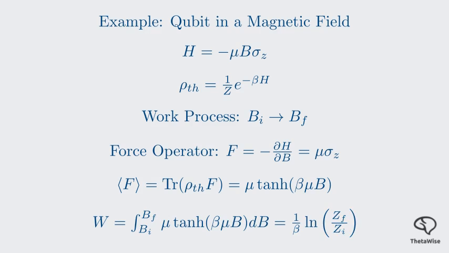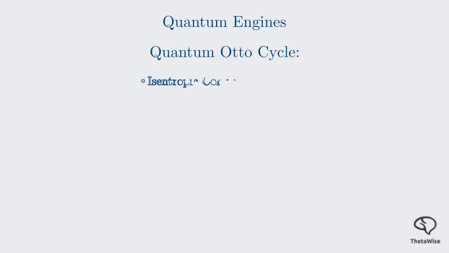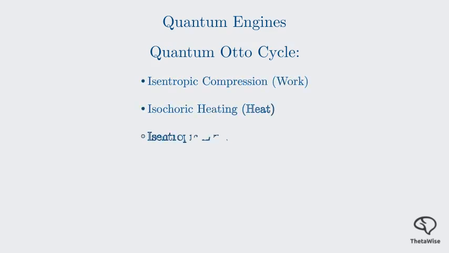Just as classical thermodynamics has engines, quantum thermodynamics has quantum engines. These are devices that convert heat into work at the quantum scale. A quantum engine operates on a cycle, just like a classical engine. It absorbs heat from a hot bath, performs work, and rejects heat to a cold bath. A common model is the quantum Otto cycle, which is the quantum analog of the classical Otto cycle. The quantum Otto cycle consists of 4 strokes. 2 are isentropic, where the system is isolated and work is done by changing the Hamiltonian. The other 2 are isochoric, where the system is coupled to a hot or cold bath and heat is exchanged.